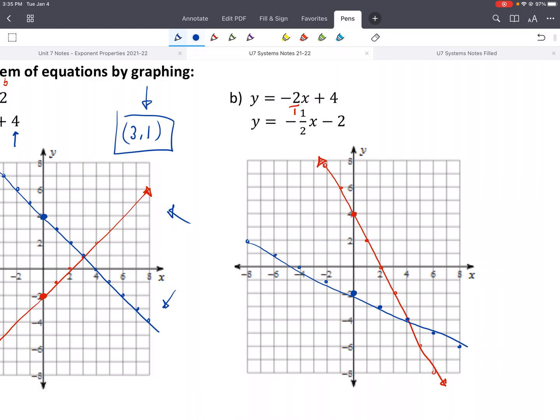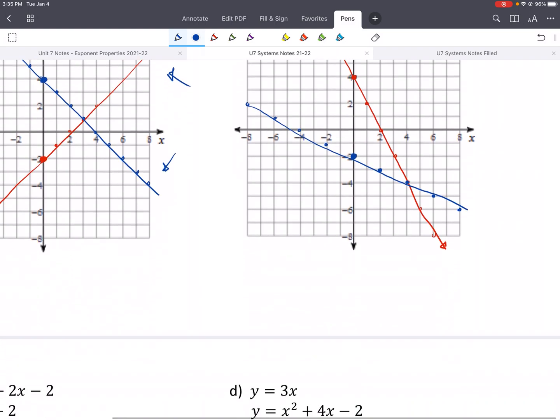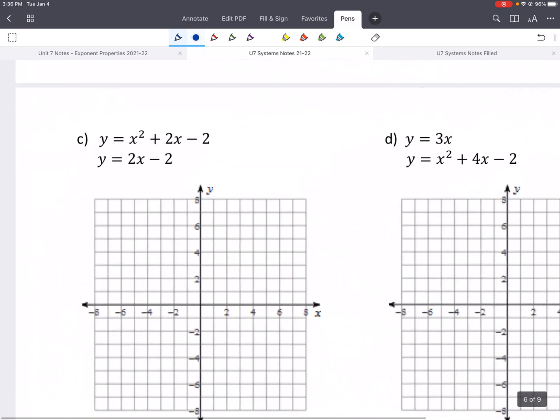And we'd say our solution here where they intersect is (4, -4). All right, if you have lines that don't cross at all, then we would say that there are no solutions, and you could say none. Okay? All right, so let's look at some other examples.